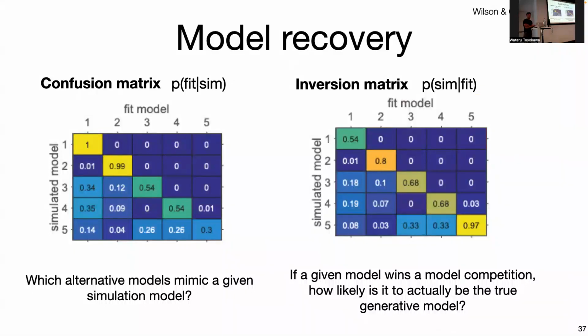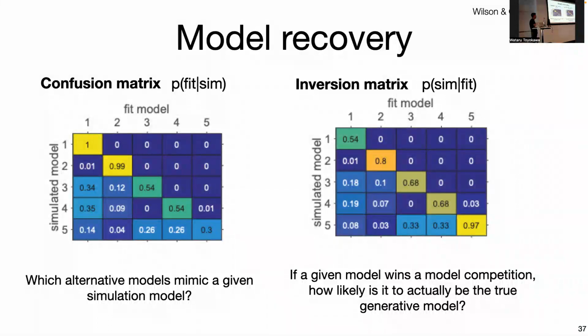Model recovery is often described using two different matrices. The first is a confusion matrix, and the second is an inversion matrix. I'll go through what each of these means. The confusion matrix tells us that given a simulating model, so we know which models simulate which data, what's the probability that a different model provides the best fit? So here are the simulated models on the rows, and the best fit models on the columns. And these numbers represent the probability that for a given simulated model, this model provides the best fit for the data, okay?